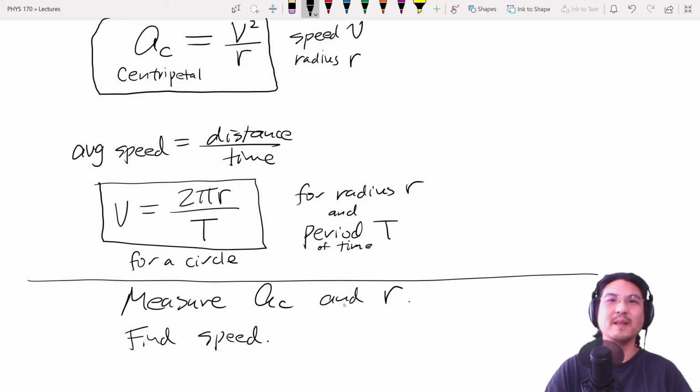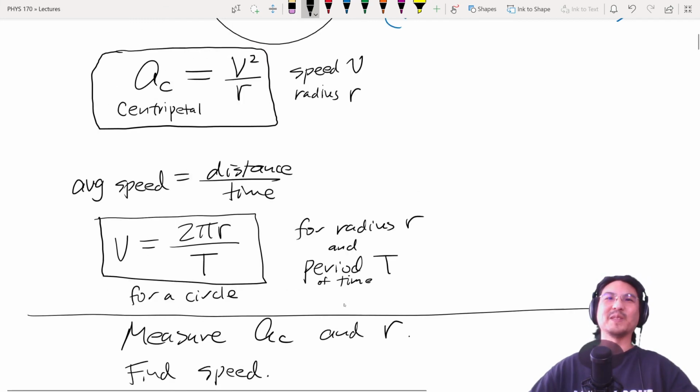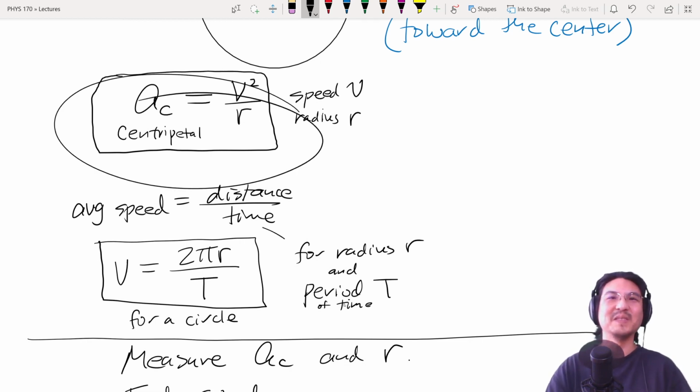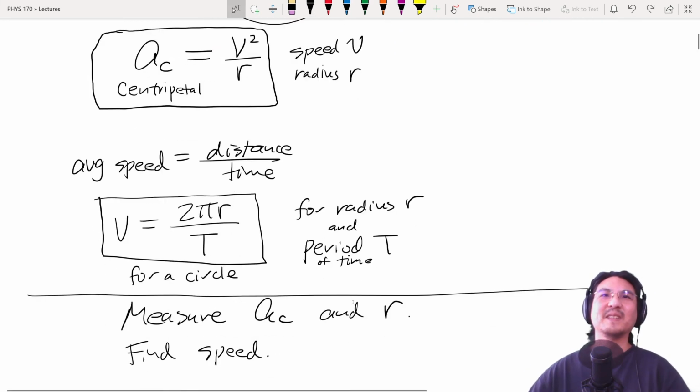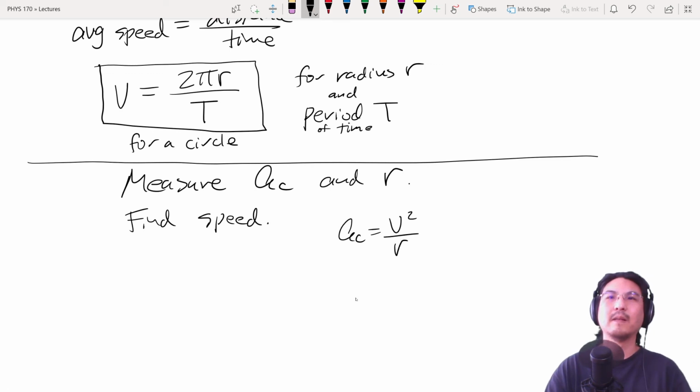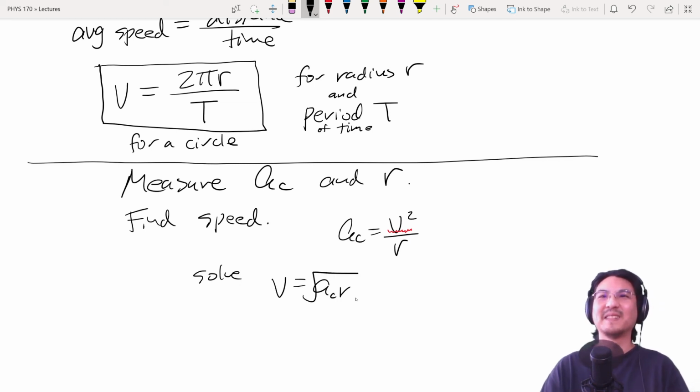Speed. Okay, so all the formulas in the world that you know, right? You know this one, and if it's going in a circle, you know this one. And you just think about what is known and what is unknown. So I know the acceleration, I know the radius, the only unknown is speed. So there you go, you just solve that, right? Solve. Done.